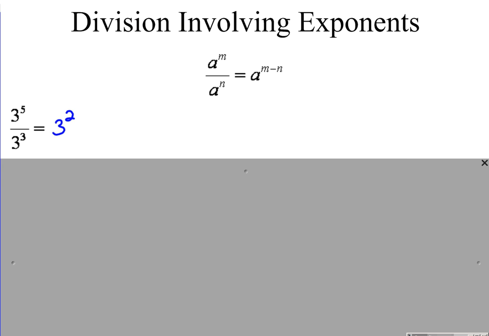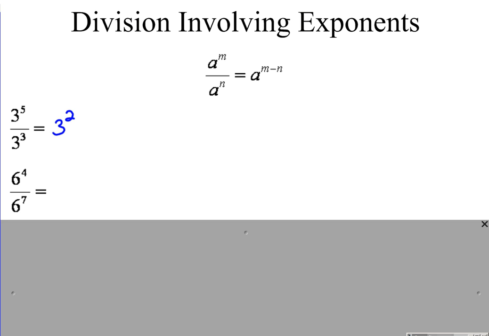The way that I like to think about these is, remember, the exponent of 5 tells us how many times we are multiplying that number by itself. So up top here, 3 to the 5th really means 3 times 3 times 3 times 3 times 3. In the bottom, 3 cubed means 3 times 3 times 3. Where do I have more 3's? In the top. How many more? 2 of them. That's how we get 3 squared.